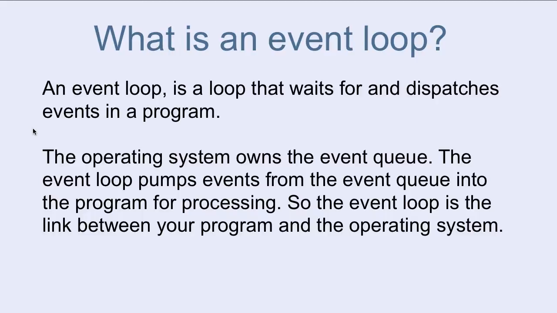The operating system owns the event queue. The event loop pumps events from the event queue into the program for processing. So, the event loop is the link between your program and the operating system.